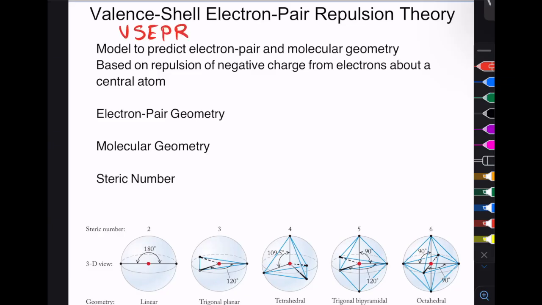VSEPR. Although that doesn't spell VSEPR. That spells VSEPR. But we say VSEPR because that's easier. But it stands for valence shell electron pair repulsion theory. And it's a way for us to take what we've learned from the Lewis structures and then use that model to then make very, very strong predictions about what the molecules will actually look like in three-dimensional space.